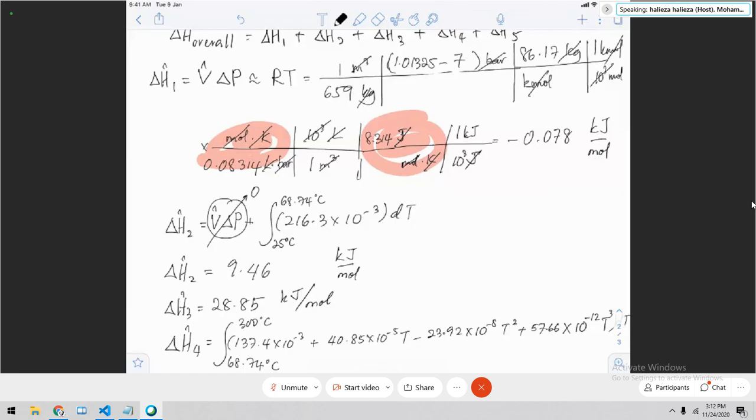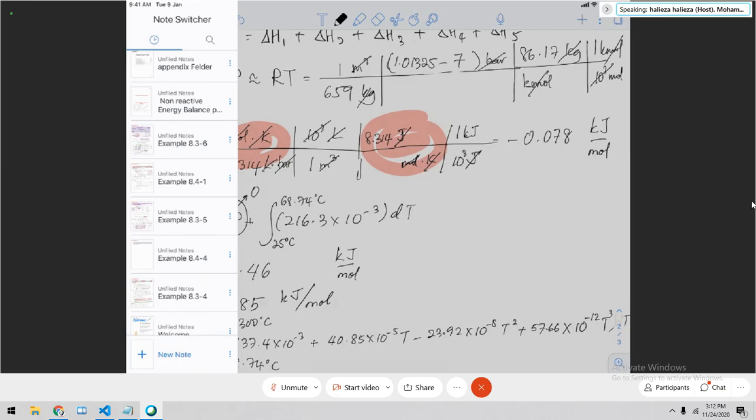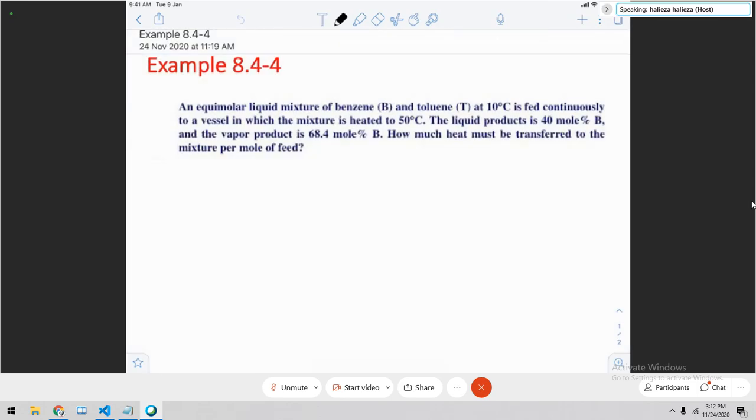Okay, guys. Any questions before we look at another example? No questions? Good. Today we're going to do another example. We just did example 842. Let's go to 844. We're not going to do 843 because this is related to what we've been looking at so far. Okay, let's look at this.